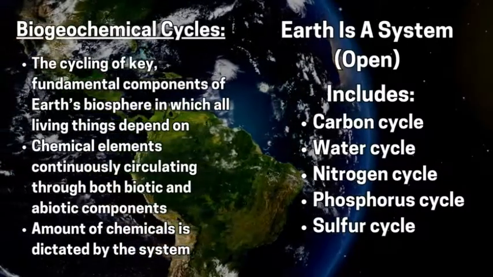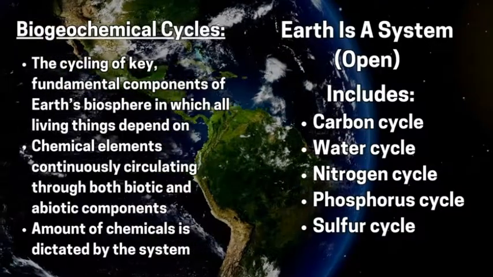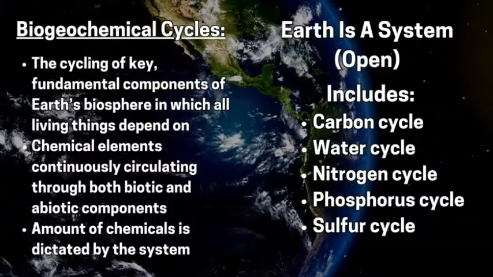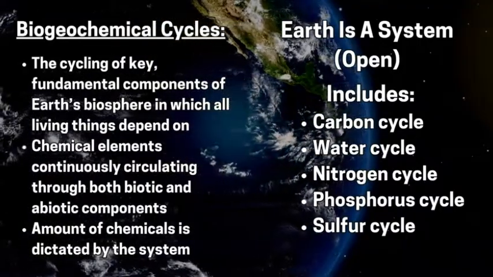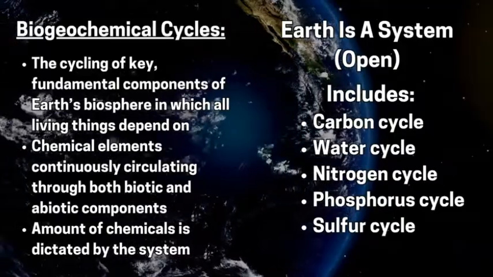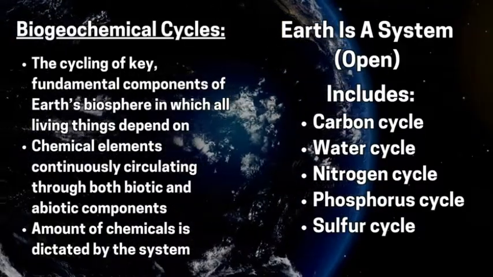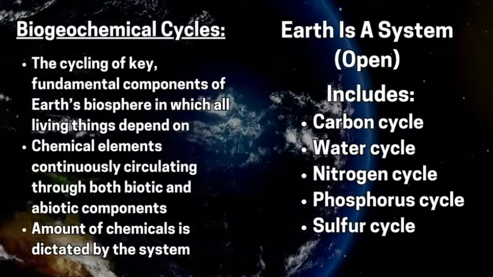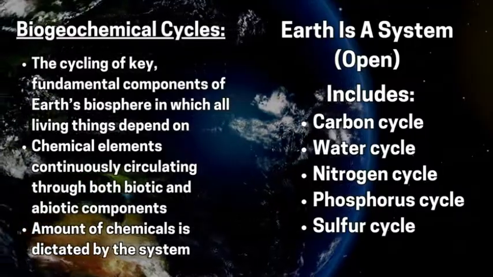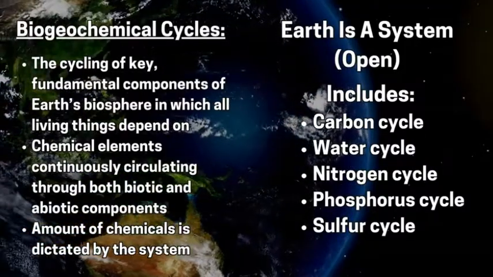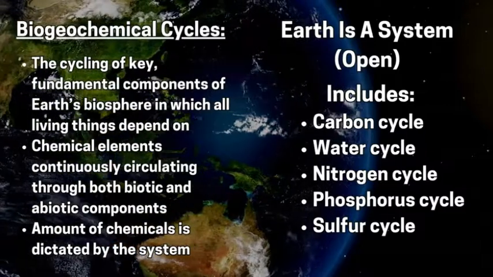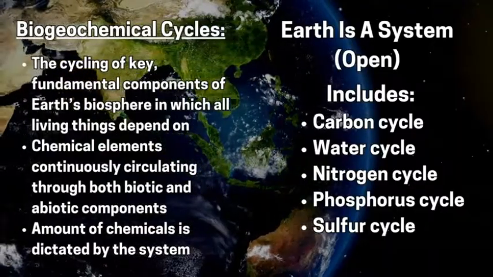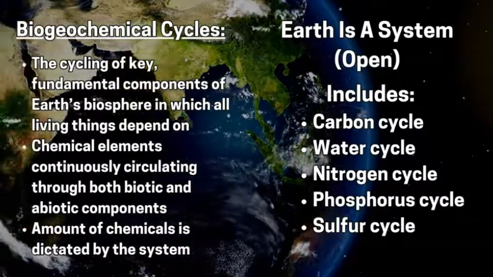So biogeochemical cycles are fundamental to Earth's biosphere and the circulation and movement and transfer of key chemicals and nutrients between all different spheres of our planet, including the atmosphere, the hydrosphere, the geosphere, the cryosphere, and the anthrosphere, which is the human element. Now, all these combine to create our planet as a system, and these key chemicals and elements are continuously being cycled between each part and component of our planetary system.